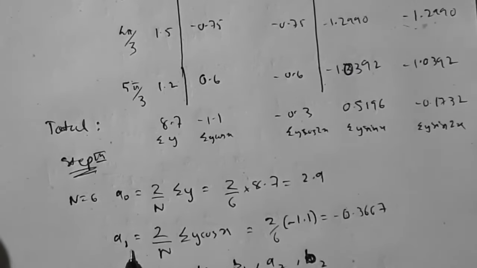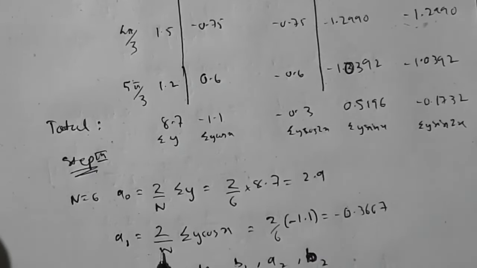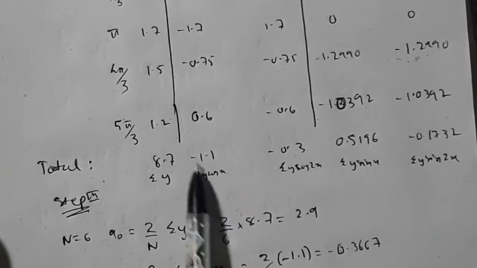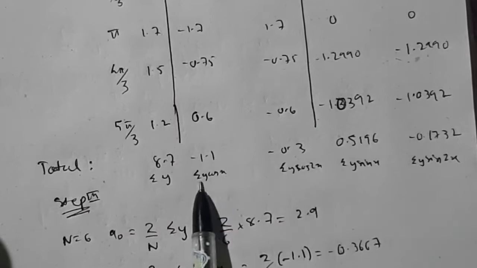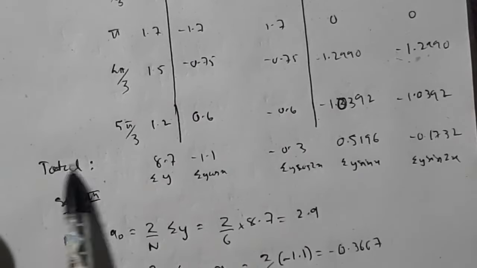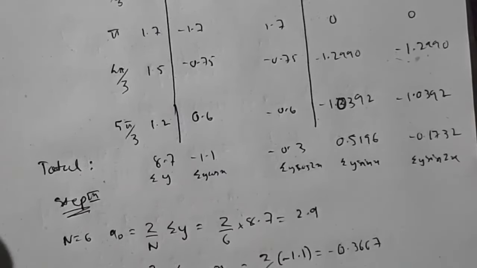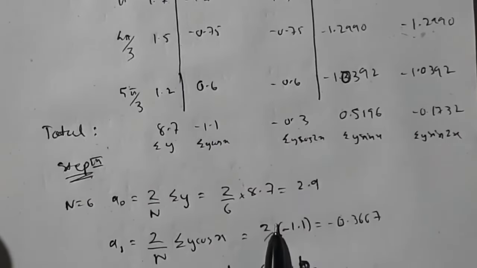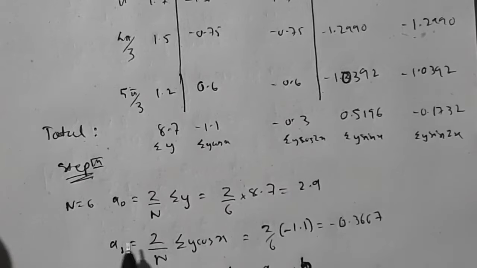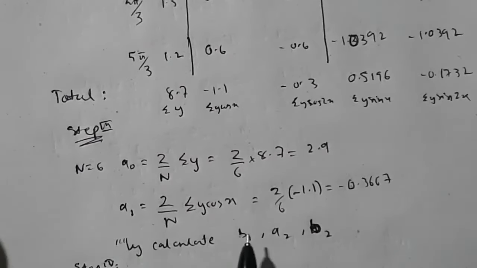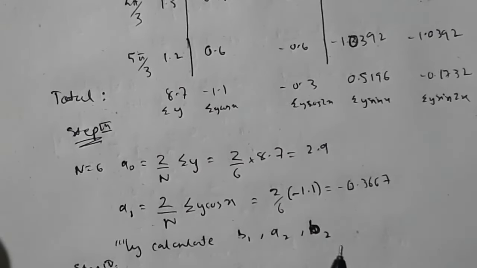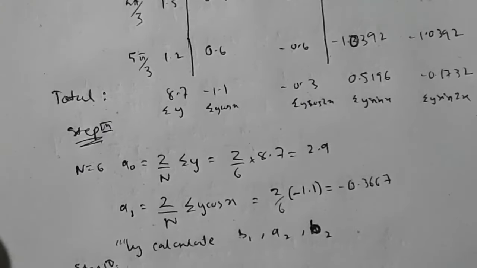Similarly, you have to find for a1. What is the formula for a1? 2 by n sigma y cos x. What is sigma y cos x? This one. Okay, you calculated in the whole column, right? Y cos x, that's why we are calculating total. Then substitute this minus 1.1 in the place of this and you will have this answer. So you will get a1. Similarly, calculate b1, a2 and b2. These 4 things if you calculate, your work is done.